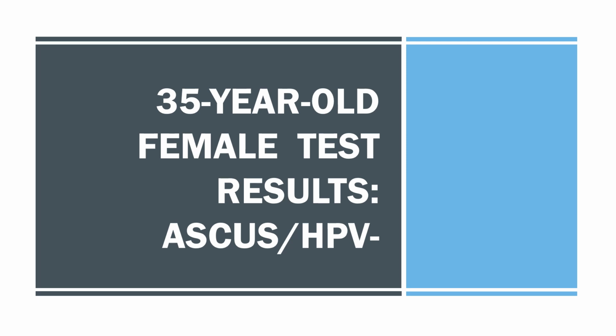So, 35-year-old female, test results ASC-US, HPV negative. In the old app, this would have recommended the following. If you popped it into the app, it would say repeat co-testing at 3 years.